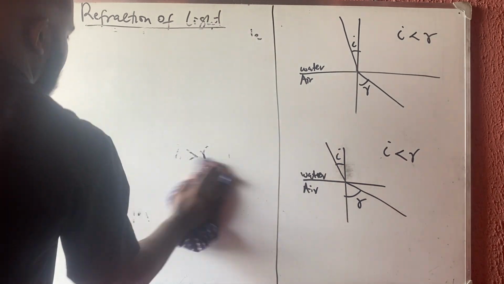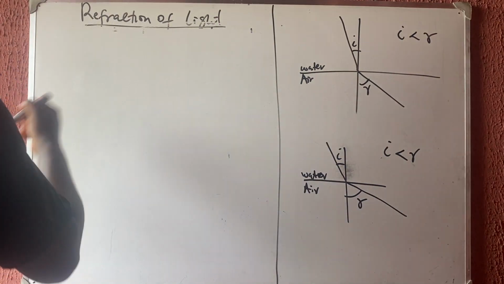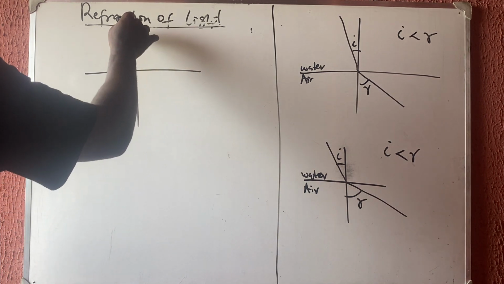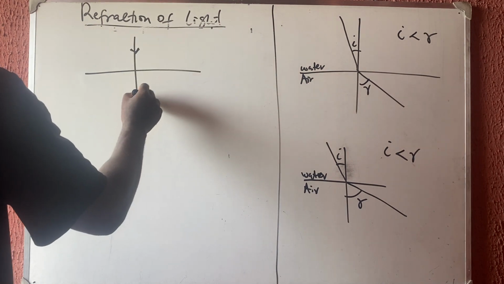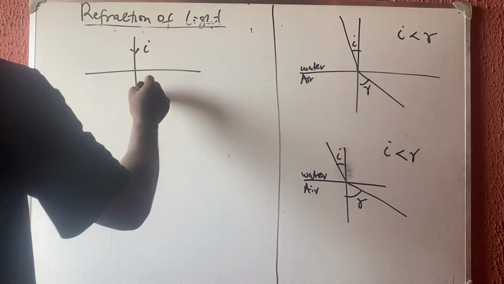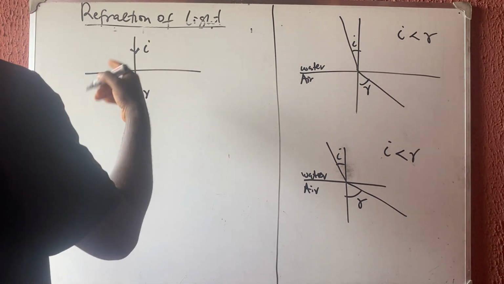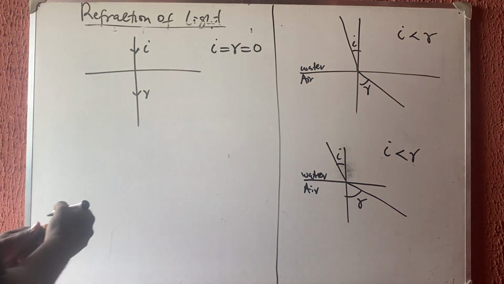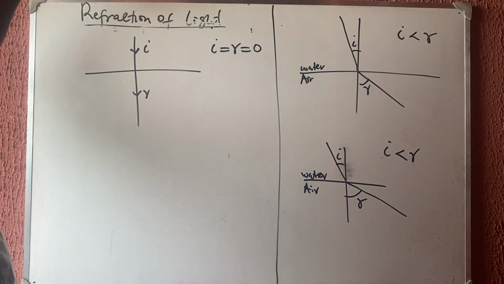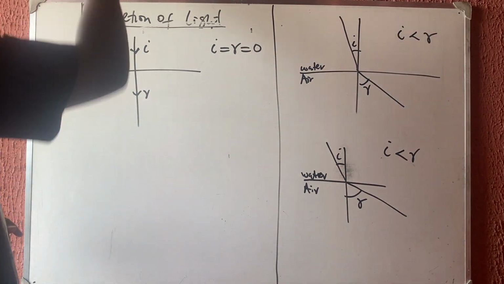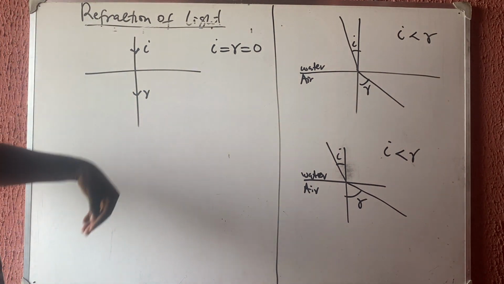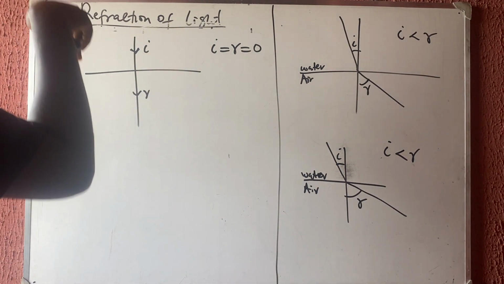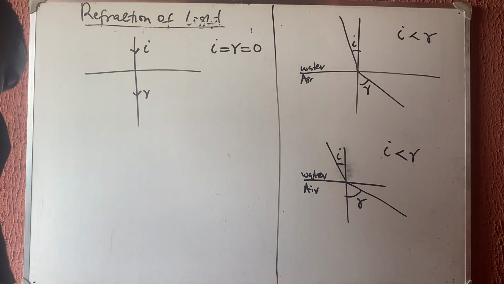Now another thing you need to note is that when the incident ray is passing through the normal, the ray also continues in that direction. In this part, this is I and this is R. You see that there is no angle there, so we say that I will be equal to R, and it will be equal to 0. That's another thing you need to know. If it is coming perpendicular to the interface, directly on that normal, then the line of refraction goes on the same way.